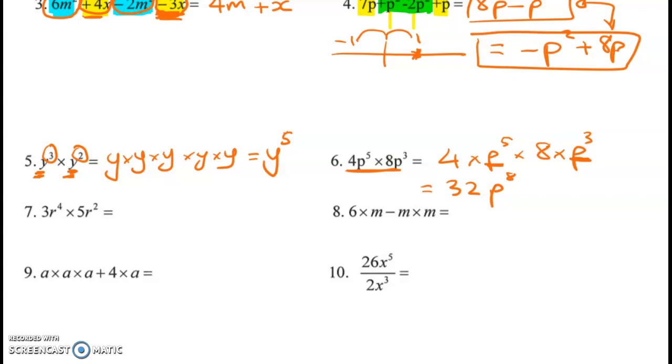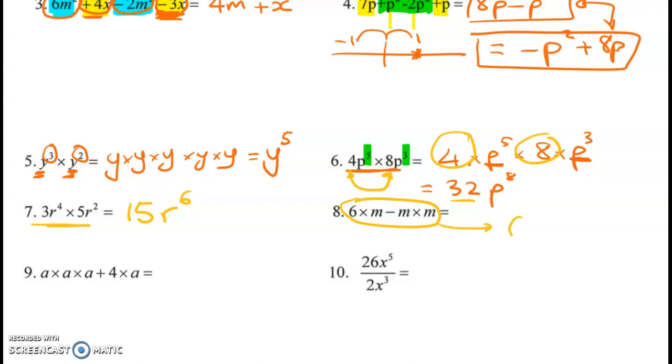Notice a couple of things. It's really easy when you've added those powers to have your brain thinking, I need to add those numbers. You don't need to add those numbers. You're multiplying those numbers, right? So it's 4 times 8 gives us the 32. So in this next one here, we get straight away 3 5s are 15 r to the power of 6. In this one, what we're looking for is whether you remember how BEDMAS works, right? So we've got 6 times m, which is 6m, take away m squared. There's nothing more I can do with that, okay, because they're not like terms. So that's the end of that one.